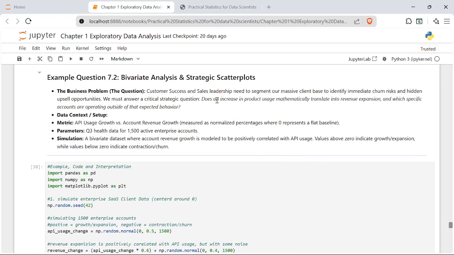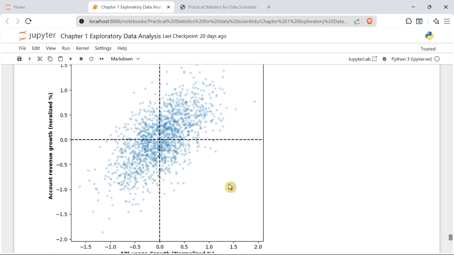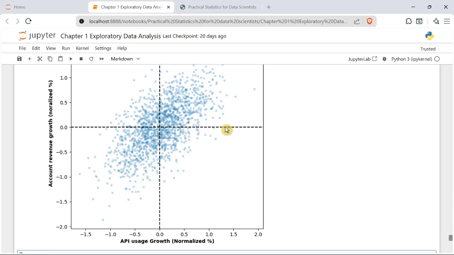So we have answered this question. Yes, an increase in product usage mathematically translates into revenue expansion, and the accounts in the bottom right quadrant are operating differently than the expected behavior. So it is the target list for the sales team to immediately initiate upsell and tier expansion conversions.